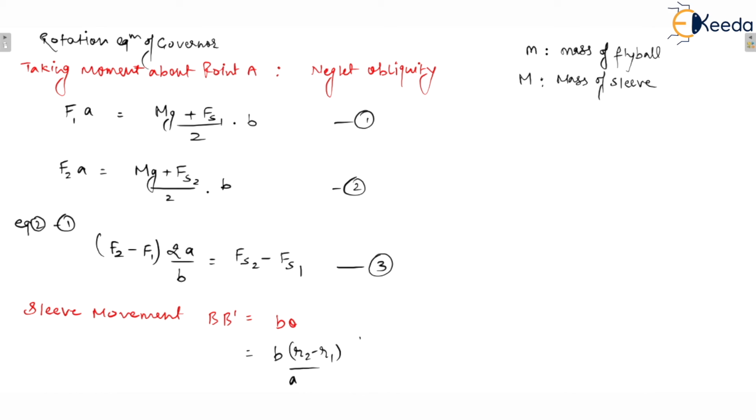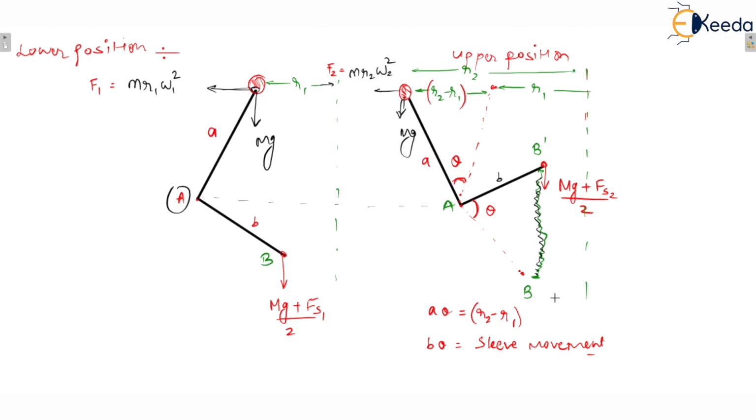So this is your important relation, the sleeve moment: b (r2 minus r1) upon a. Objective questions generally come from this formula. To find out the sleeve moment, you must learn the diagram, then you will be able to find it. Now, talking about the additional compression, how much the sleeve is moved would be equal to the additional compression in the spring. Yes or no?